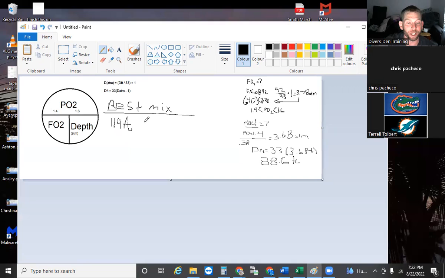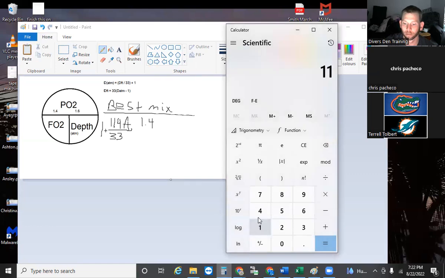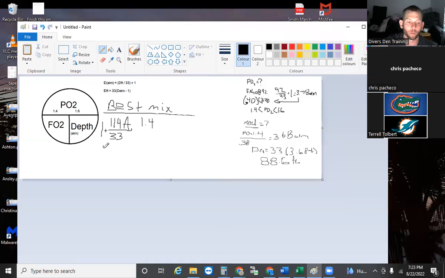Okay, and I don't want to exceed 1.4 of a partial pressure. So now I've got to convert that to atmospheres, right? So I'm going to divide that by 33, and I'm going to add 1 to it. Pretty simple ratio to figure out the water pressure. I'm going to add 1. That's going to be 4.45 atmospheres.